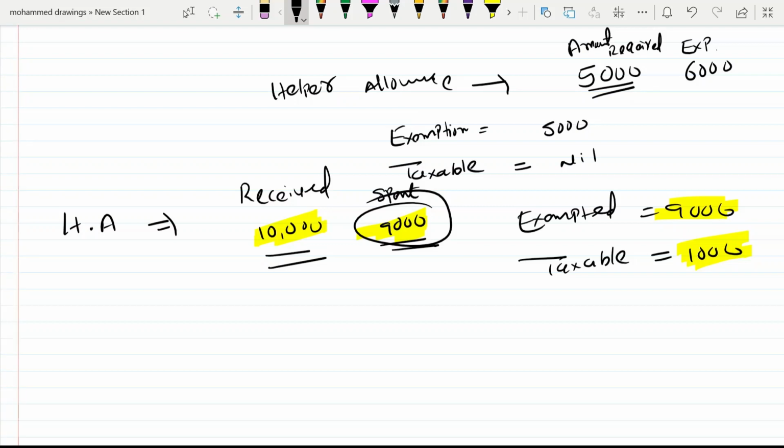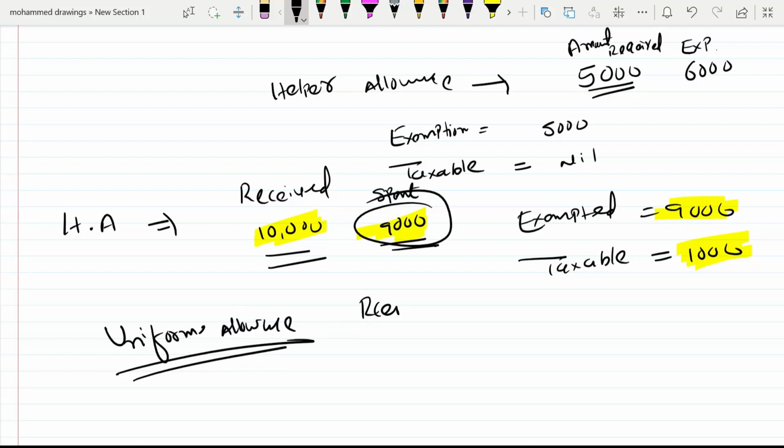In the last, I am giving you one more example so that your concept gets stronger, like uniform allowance. Now before I give the answer, you have to think, and you have to give me two answers: what is the taxable amount and what is the exempted amount. Like he has received 8,000 and he has spent 10,000. Now what is the taxable portion and what is the exempted portion? You can write down in the comment box also.